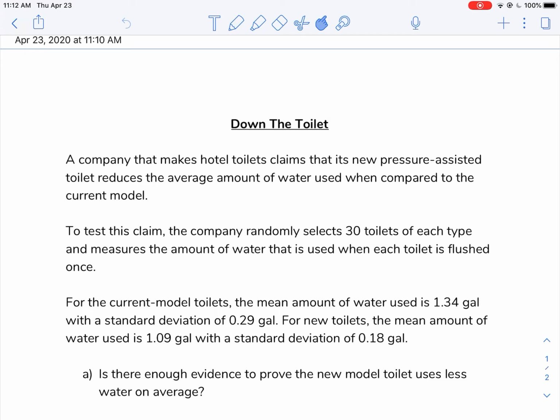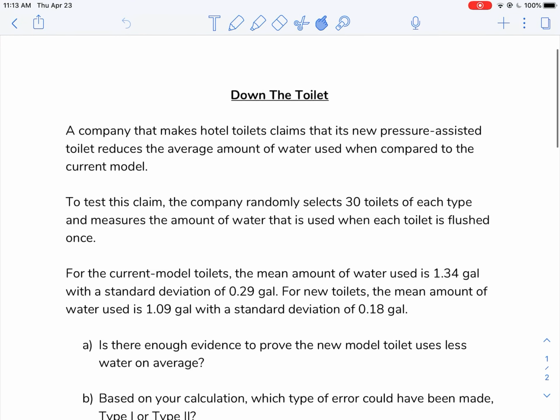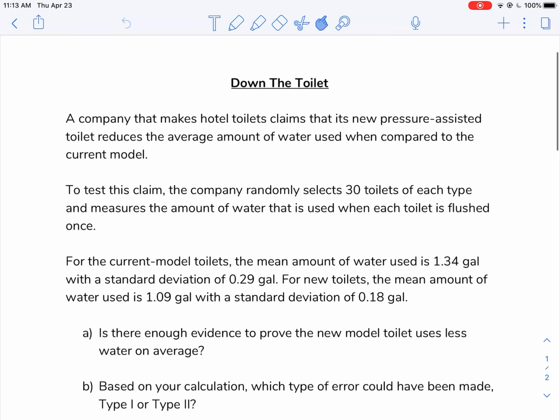toilet is flushed. For the current models, they got 1.34 gallons for an average with a standard deviation of 0.28. For the new toilets, they had a mean amount of 1.09, standard deviation of 0.18. We are looking to see if there's enough evidence to prove the new model toilet uses less water. We also want to see what type of error could have been made.